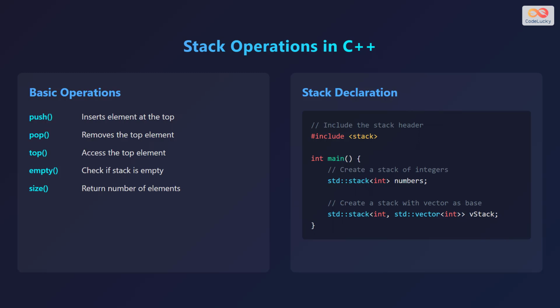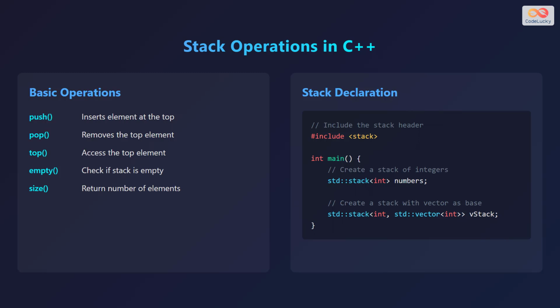First, the push operation inserts an element at the top of the stack. Then the pop operation removes the top element. To access the top element, use the top function. To check if a stack is empty, use the empty function, which returns a Boolean value. And finally, the size function returns the number of elements in the stack.